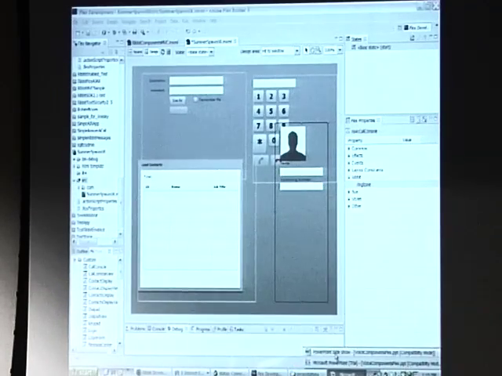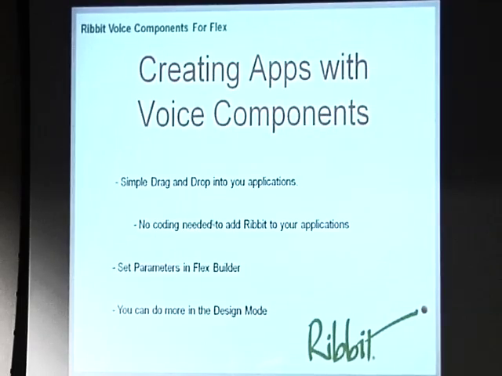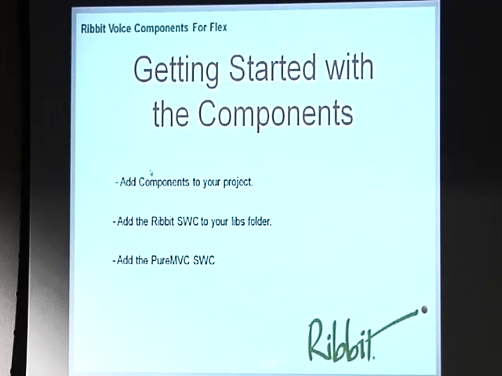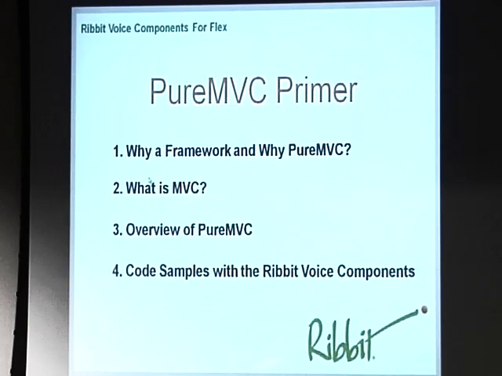So we go with the simple drag and drop, just to recap real quick. Really no coding is needed to add Ribbit to your applications. You can set the parameters like we did for the application ID, dev ID, or the ringtone. And you can do more in the design mode, where you can move elements around, redesign it, skin it, and do different things. So we've already added that.